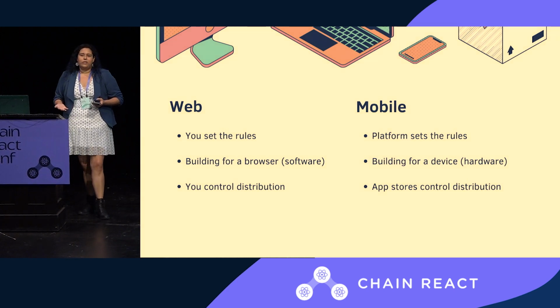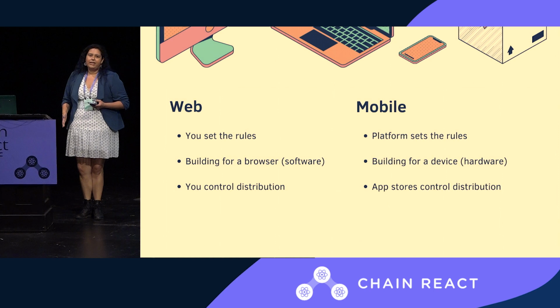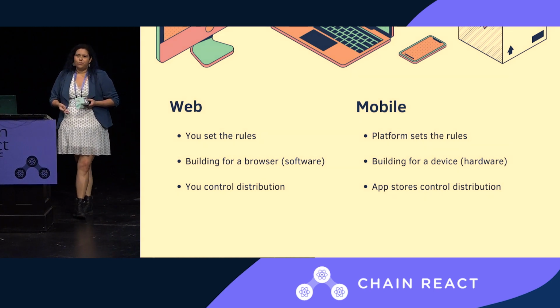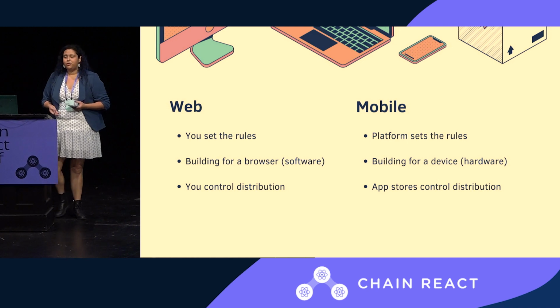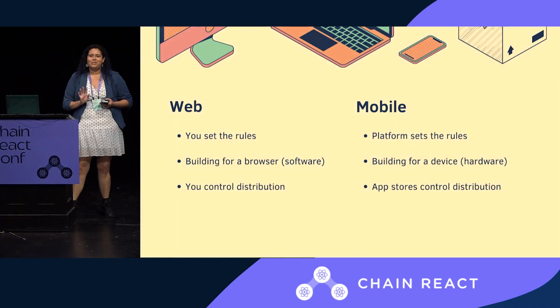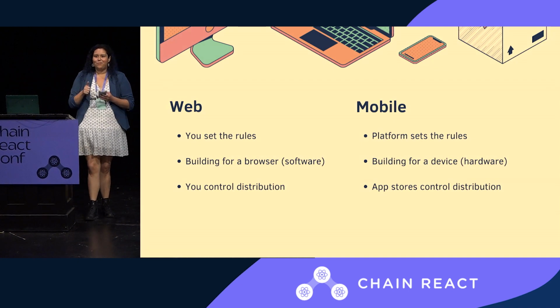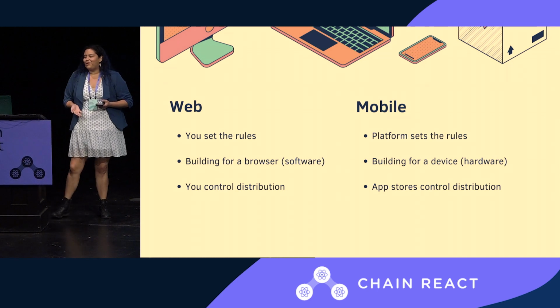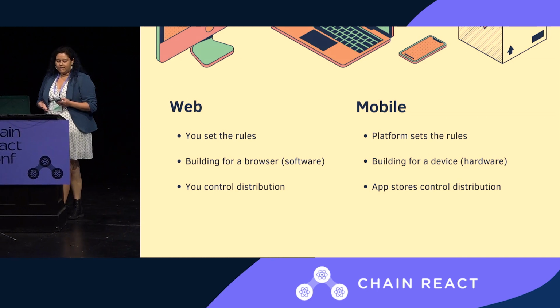With web, you also control distribution. You decide when you deploy new changes, you decide when to roll back. With mobile, you have to go through the app stores. App stores control your distribution of your apps. So yes, there's some sketchy things you can do where maybe you send an APK to someone and they have to bypass all the security features to install it on their phone. But most people aren't going to do that, so you have to go through the app store process to make that happen.